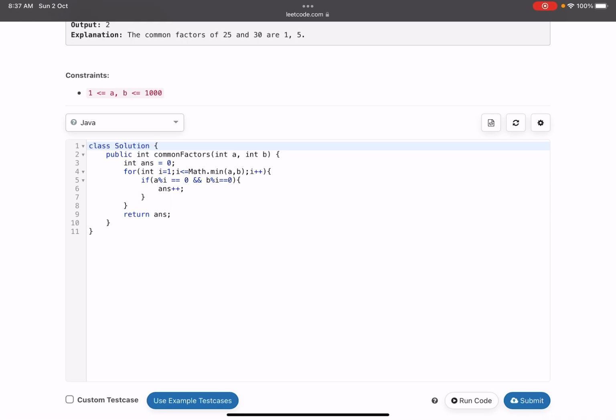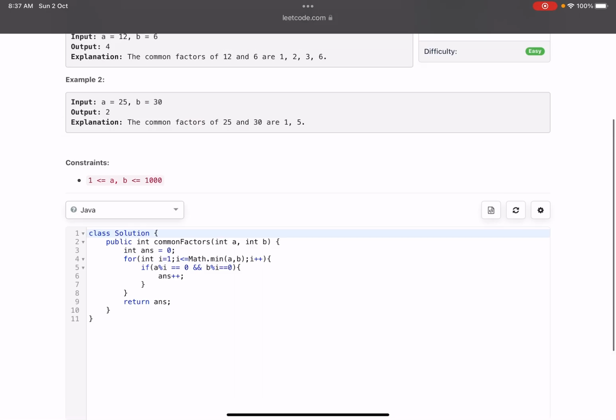So i goes from 1 to Math.min of a and b, and on line number 5 we have checked that if i divides a and i divides b, that means that's a common factor. Just increment your answer and return the answer, right? So yeah, pretty easy stuff.